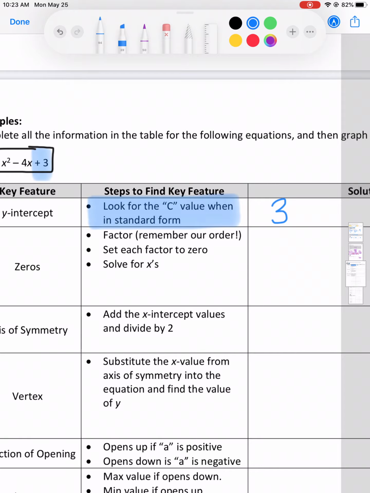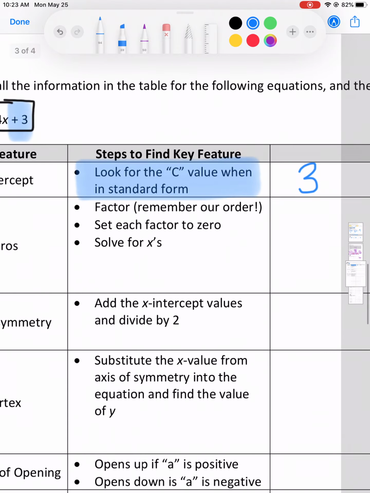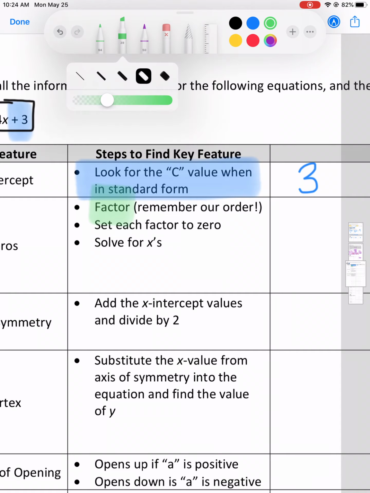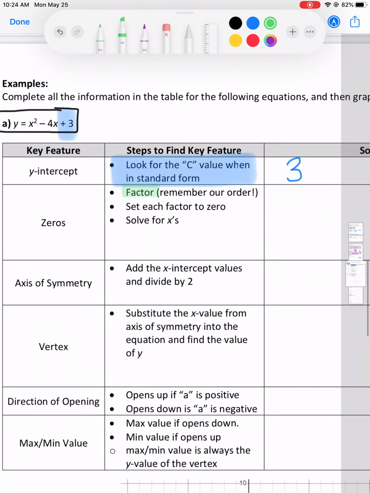Okay, our zeros. What does that mean? Well, it means you factor it. Why is it so wide? Oh, because I set it to be wide, that's why. Duh! There we go. Okay, so that means we gotta factor it.